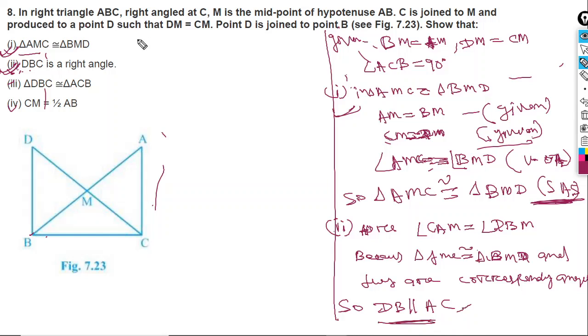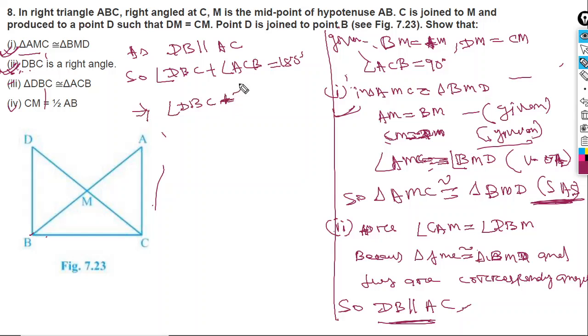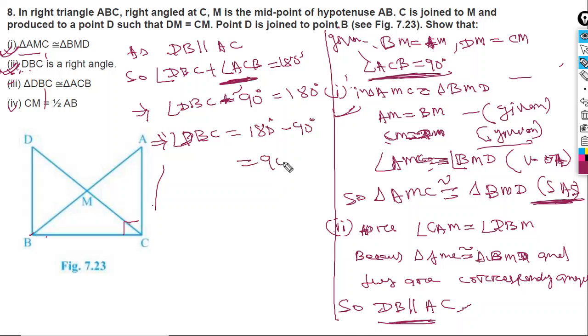As DB is parallel to AC, you will write it here. So angle DBC plus angle ACB will be equal to 180 degrees, which implies angle DBC plus angle ACB, which is 90 degrees, given to us in the given section, plus 90 degrees is equal to 180 degrees. This implies angle DBC equals 180 degrees minus 90 degrees, which is equal to 90 degrees. So we have proved that angle DBC equals 90 degrees.